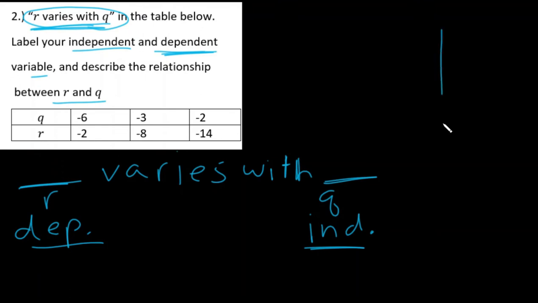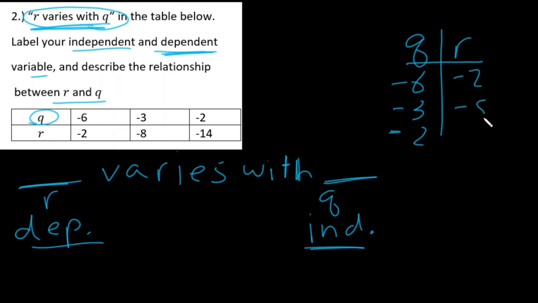Okay, now let's put this in a very, very concrete structure. So we see that Q comes first because it's our independent variable, and Q is -6, and let's see, -3, and also -2. Okay, and notice that our R values are going to be -2, -8, and of course -14.